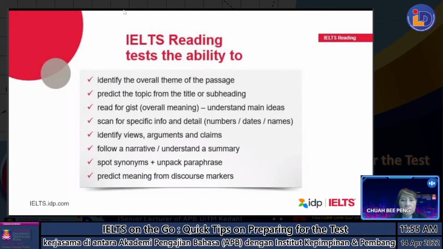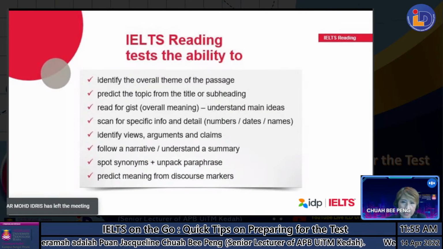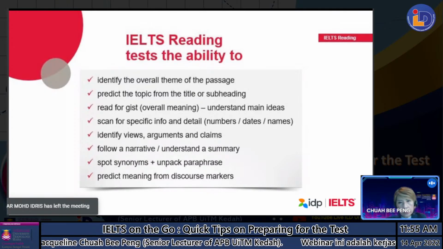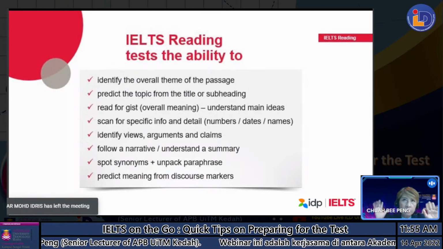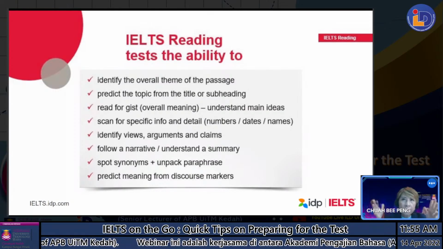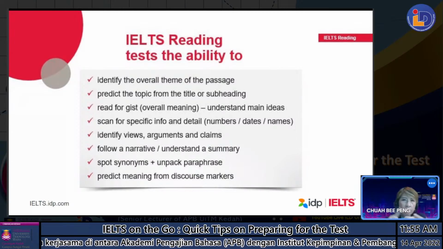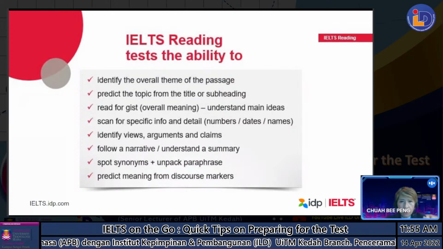And of course, you will need to read for gist and overall meaning, and understand main ideas. But in IELTS, they will never ask you what is the main idea of this. They will rephrase it in such a way that you don't know that it's a main idea, but in actual fact, it tests you on your understanding of the main ideas. And of course, you can't run away from the standard reading skills assessment. They will test you on main idea and supporting details, but in IELTS they test you a lot more on that.